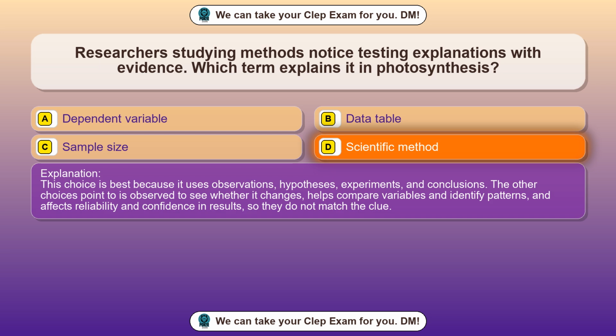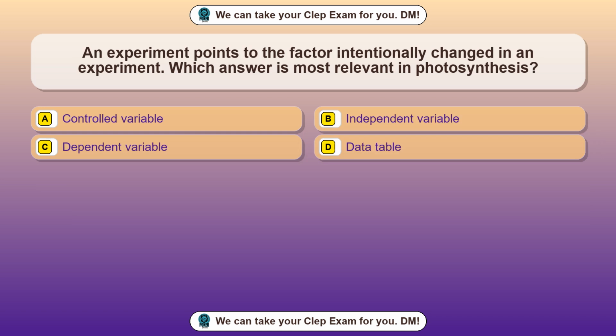This choice is best because it uses observations, hypotheses, experiments, and conclusions. The other choices point to is observed to see whether it changes, helps compare variables and identify patterns, and affects reliability and confidence in results, so they do not match the clue. Question 54. An experiment points to the factor intentionally changed in an experiment. Which answer is most relevant in photosynthesis? Option A, controlled variable. Option B, independent variable. Option C, dependent variable. Option D, data table. The correct answer is option B, independent variable.